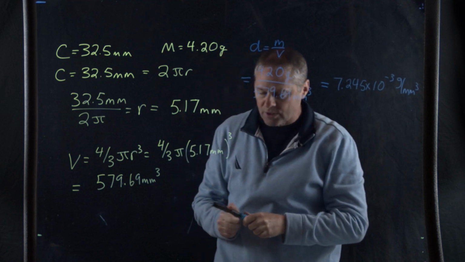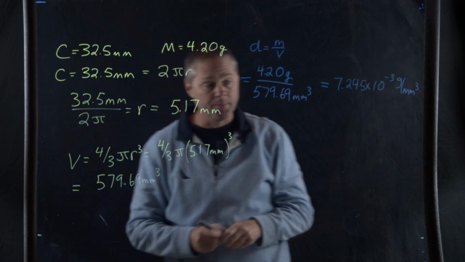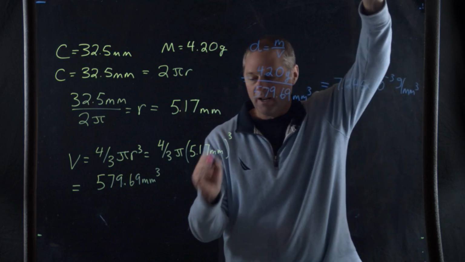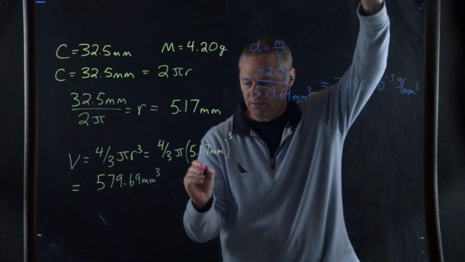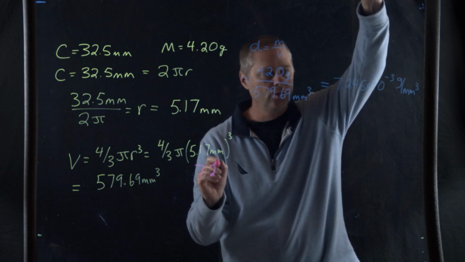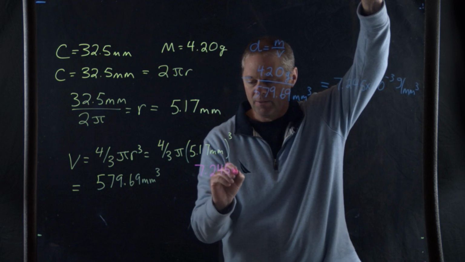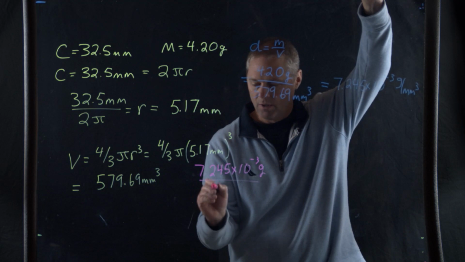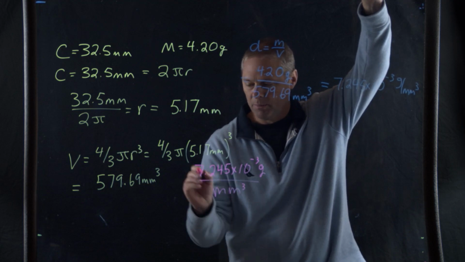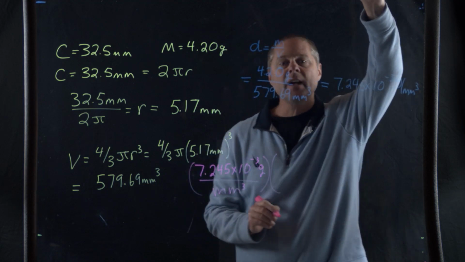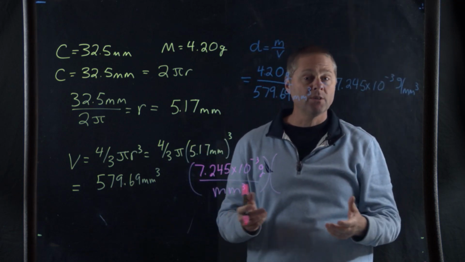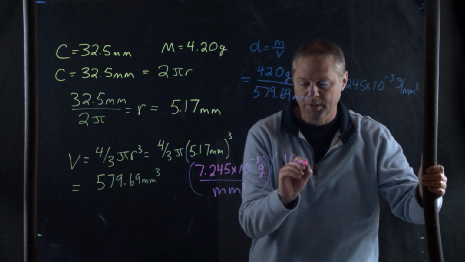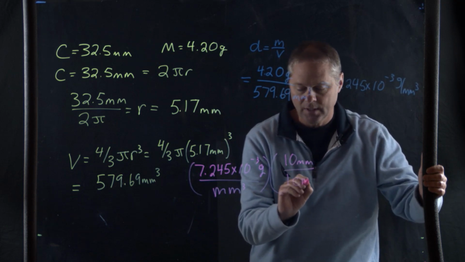However, the problem wants us to put it into grams per cubic centimeter. To do that, we have to do some conversions here, and I'll do the conversions in pink. So we have 7.245 times 10 to the negative 3 grams per cubic millimeter. Now you have to ask yourself, how many millimeters are there in a centimeter? Well, we know that there are 10 millimeters in 1 centimeter.